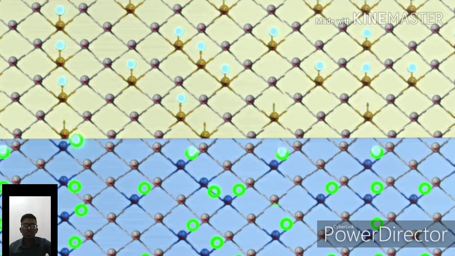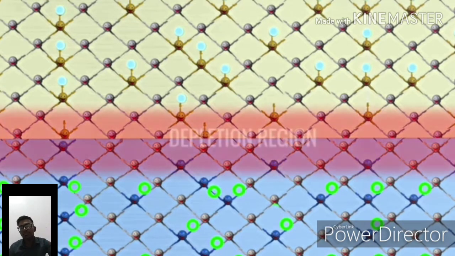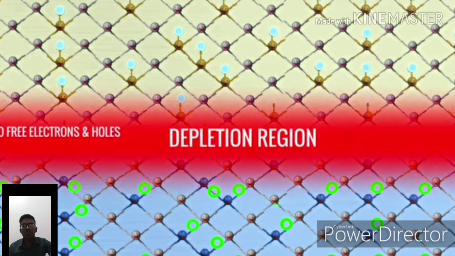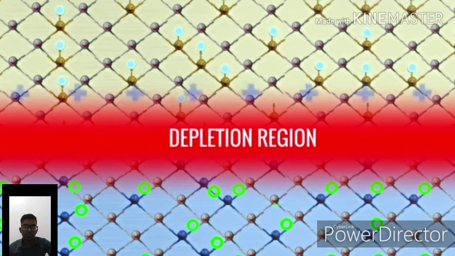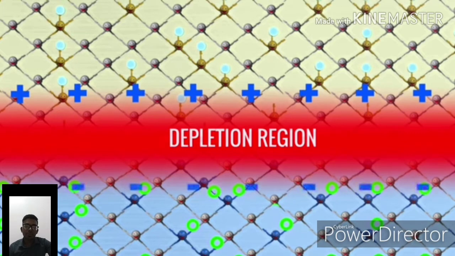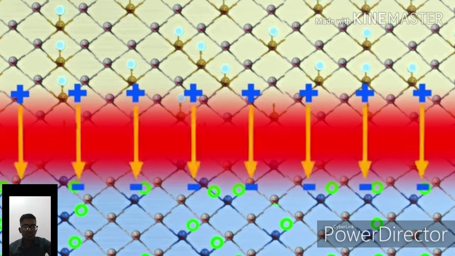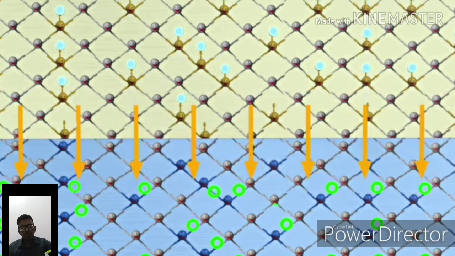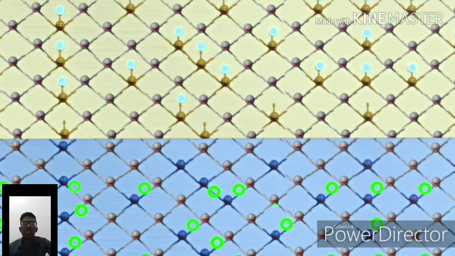If joined, some electrons from the n side will migrate to the p region. A depletion region will be formed. Due to the electron migration, the n-type boundary becomes positively charged and the p-type becomes negatively charged. An electric field will be formed. In this way, the solar cell gives continuous direct current.